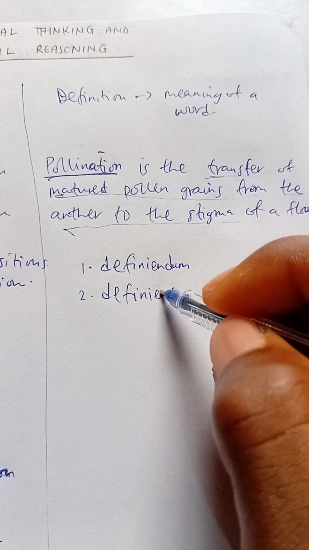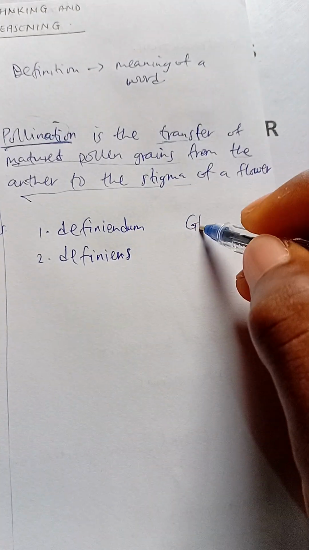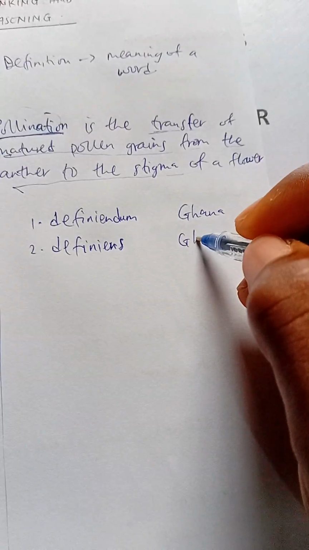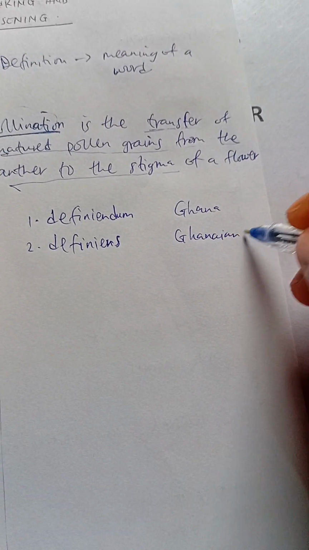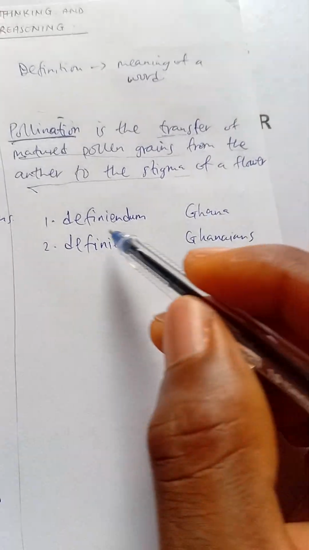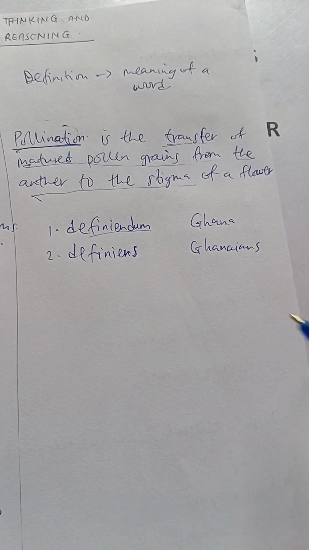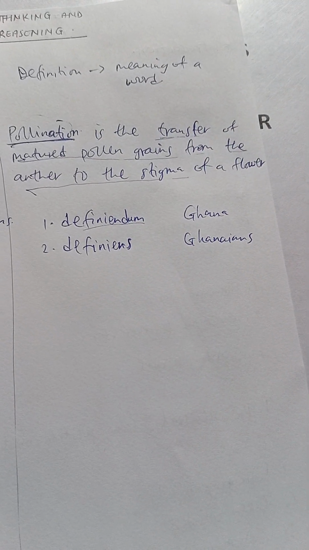Definiens. So this is a basic analogy. We have Ghana and we have Ghanaians. You see? So Ghana is a country, right? Yes. So the definiendum is a word or the term being defined. And then Ghanaians are the citizens of the country.